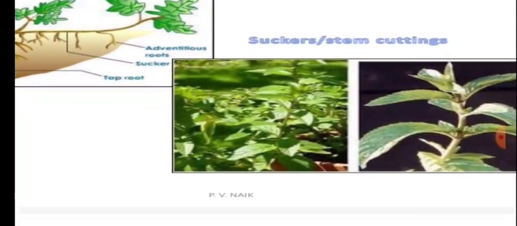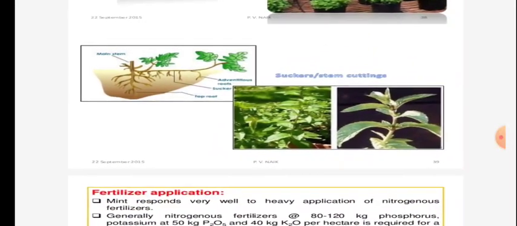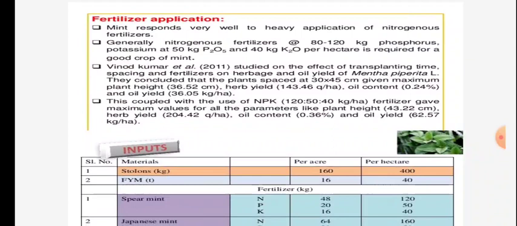So the cuttings are made for the plantation. So all these are generally required. Then fertilizers after this, because vegetative growth is important, so 80 to 120 kg phosphorus is required. Nitrogenous fertilizers for the good vegetative growth, 50 kg potassium, 40 kg potassium and the phosphorus. Then Vinod Kumar in 2011 gave that the transplanting is important for this one.